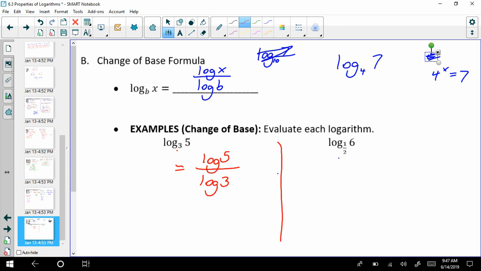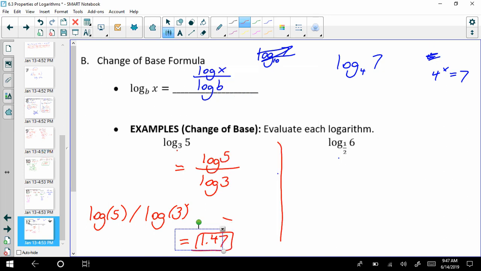So now this is what I would want you to enter into the calculator. If you hit the log button, it's going to look like this. So then I would do 5, close that parenthesis, and then hit the divide button, and then hit the log button again, 3, close the parenthesis, and hit enter. And if you do this correctly, let's go 2 decimal places, this answer should be 1.47.